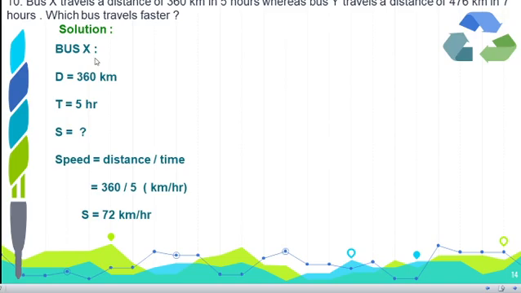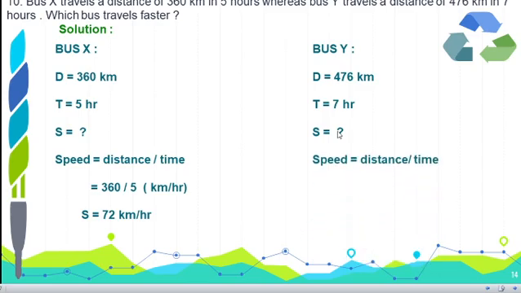This is bus X. Bus Y, distance 476, time 7 hour, speed we want to calculate. So already we know the formula. Speed is equal to distance divided by time. What is distance? 476 kilometer divided by time 7 hour. So when we divide these values, finally we will get 68 kilometer per hour.